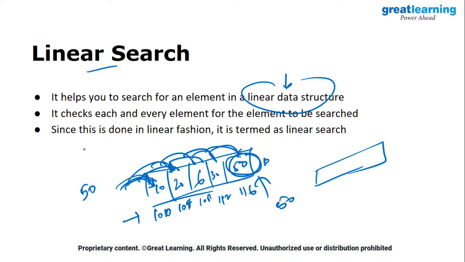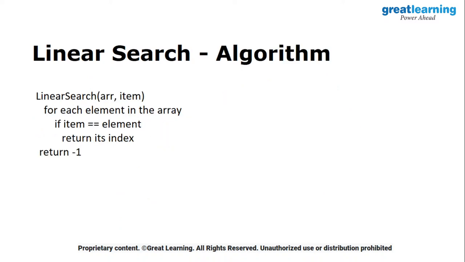So this is the whole objective of a linear search. It checks each and every element for the element to be searched. Since this is done in linear fashion, it is termed linear search. Simple. Done. Now, what is the algorithm that you might be predicting? Linear search for the array of elements. Now, you see the algorithm that I have written. It is not completely dependent on any programming language, right?